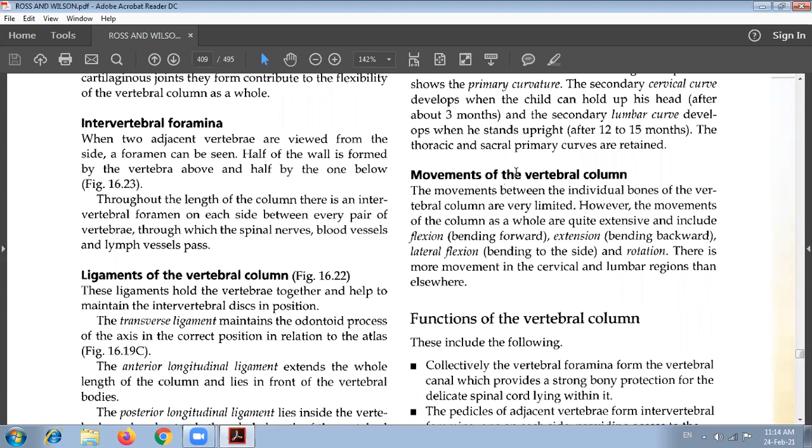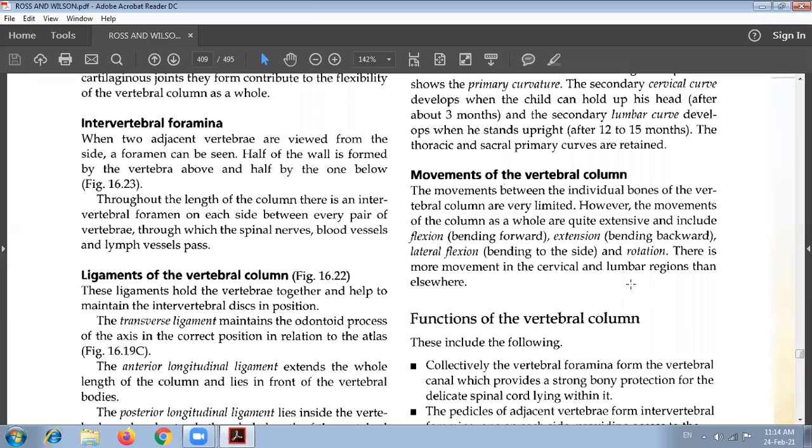The movements we have discussed earlier, movements between the individual bones of the vertebral column, are very limited. However, the movements of the column as a whole are quite extensive, including bending, that is flexion, extension, then lateral flexion and rotation. All these movements are allowed in the vertebral column. There is more movement in the cervical and lumbar regions than elsewhere. So our cervical region and lumbar region have more freedom of movement than the other regions of the vertebral column.